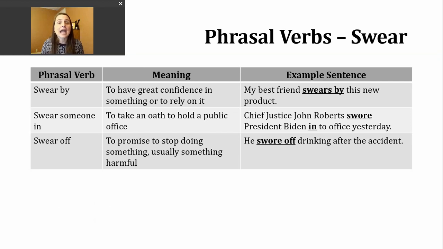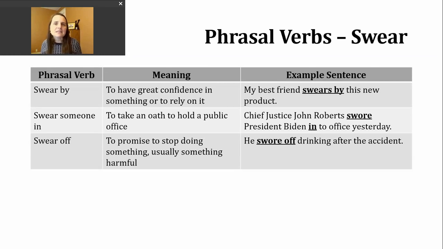Now let's take a look at some phrasal verbs with swear. The first one we're going to look at is swear by. It has kind of an unusual meaning, but someone is expressing that they have great confidence in something or that they rely on a particular thing. Let's look at an example. My best friend swears by this new product.